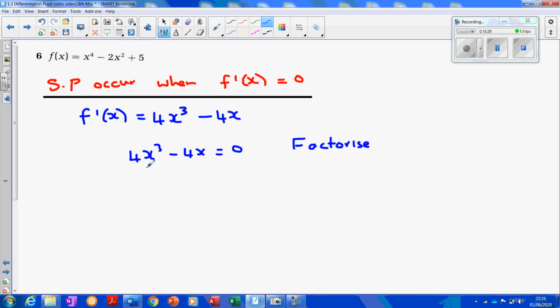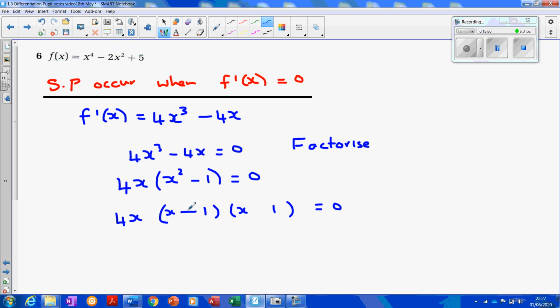Okay, so if we look at it, there's a highest common factor of 4x, and when I pull 4x out of that, I get x squared minus 1. Now look at that. That's a difference of 2 squares. So I've got 4x, make 2 identical brackets for the difference of 2 squares, take the square root of x squared, which is x, take the square root of 1, which is 1, and make both brackets, 1 positive and 1 negative. Right, so in this one, we've got 3 stationary points.